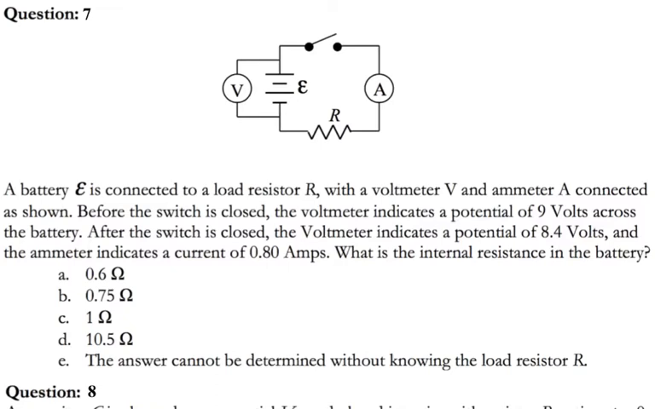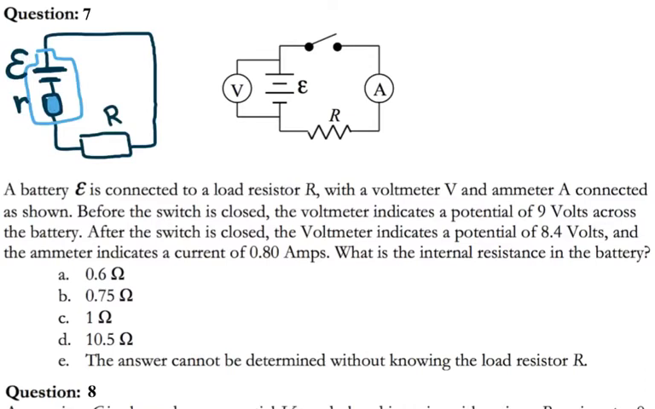A battery with an EMF is connected to a load resistor R with a voltmeter V and ammeter A connected as shown. Before the switch is closed, the voltmeter indicates a potential of 9 volts across the battery. After the switch is closed, the voltmeter indicates a potential of 8.4 volts, and the ammeter indicates the current of 0.8 amps. What is the internal resistance of the battery?